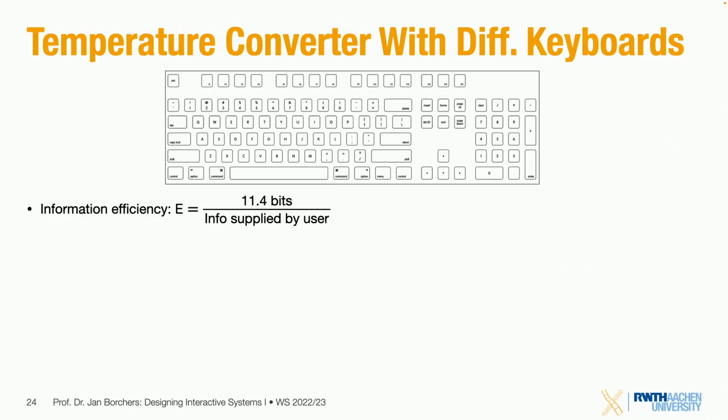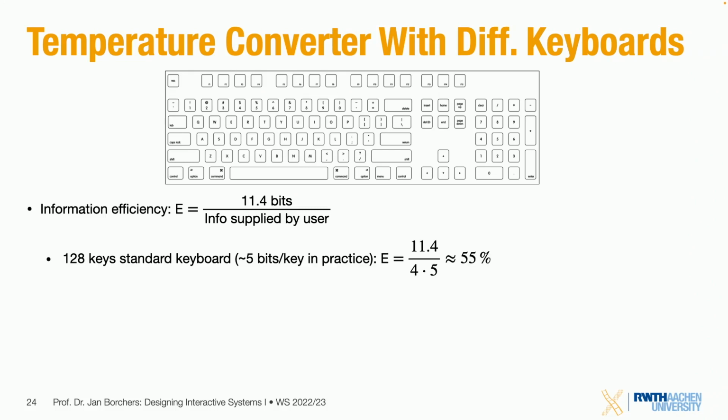And what that then means is, now I know, as I enter, if I look at different keyboards I could use with the temperature converter, because we haven't talked yet about what kind of keyboard Bob is using, right? Let's assume he's got a full-scale keyboard like this in front of him. Then the information efficiency of this setup with this keyboard is going to be 11.4 bits divided by the information supplied by the user. If you have a 128 key standard keyboard, technically you would say, well, that's got to be 7 bits per key, right?